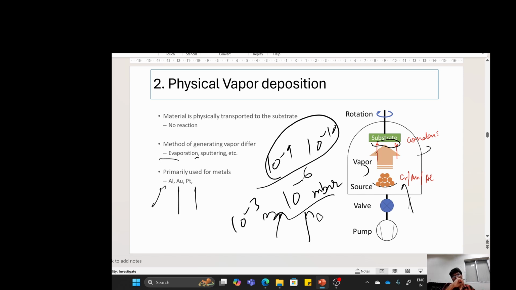Other new techniques are coming, like inkjet printing for organic materials like PEDOT:PSS, which are conducting and flexible as well. So they can be used for flexible electronics. You can directly print the electrodes over that.